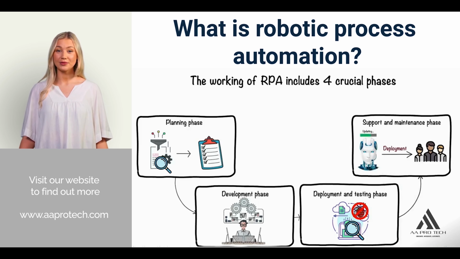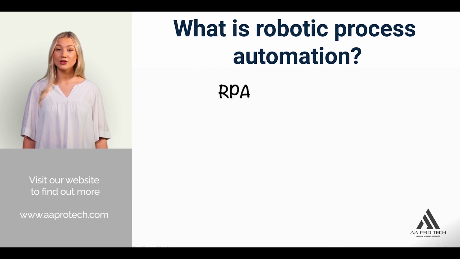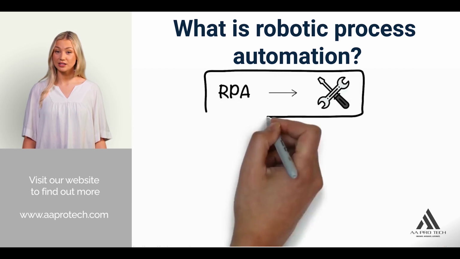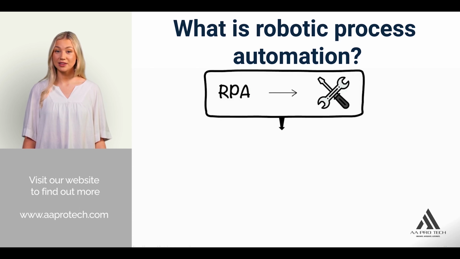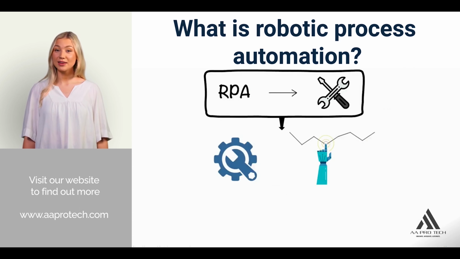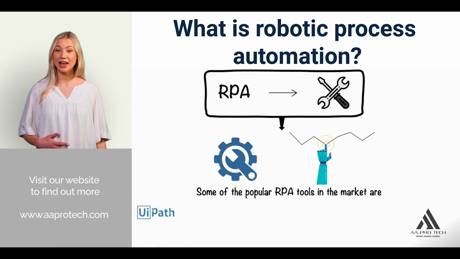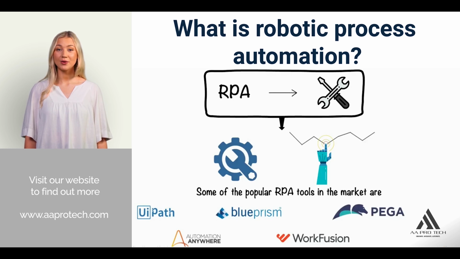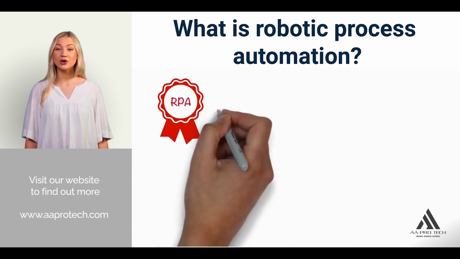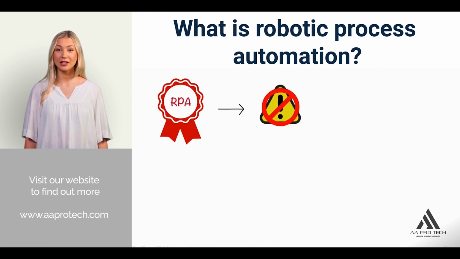To meet the objectives of RPA, tools are used. These RPA tools are software applications that can configure tasks and automate them. Some of the popular RPA tools in the market are UiPath, Automation Anywhere, Blue Prism, WorkFusion, Pega, and Redwood, among others. When it comes to quality, RPA ensures consistent error-free output, leading to reduced operational risks.